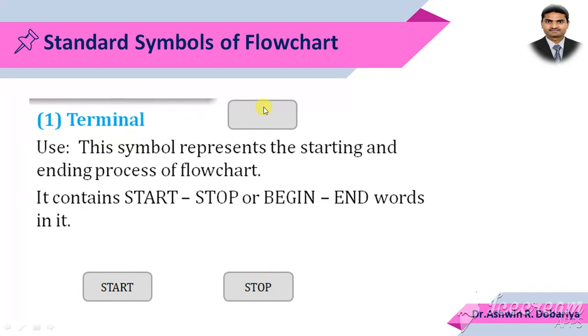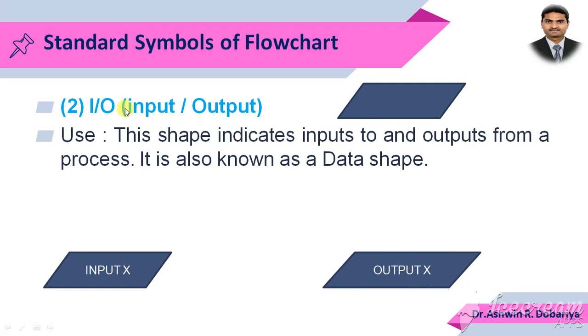So the first symbol is the terminal symbol. You can say it's a capsule symbol also, and this symbol is used for representation of the starting and ending of the flowchart. In this symbol, we can write start or begin, or you can write stop and end. So this is the use of the terminal symbol. The second symbol is the IO symbol.